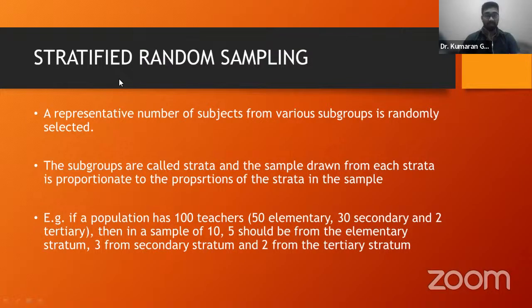That means if a population has 100 teachers, where 50 are elementary, 30 are secondary, and 20 are tertiary, then for a sample of 10, 5 should come from the elementary group, 3 from the secondary group, and 2 from the tertiary. So it's like we take 5, 3, 2. Everyone in that subgroup can take part, but they will be chosen randomly. So this is stratified random sampling.